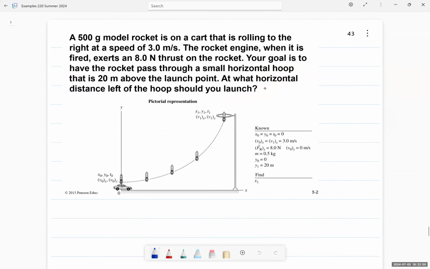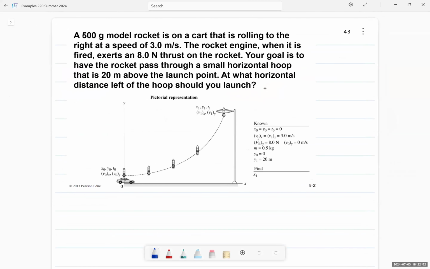All right, so let's look at this example here. You have a 500-gram model rocket on a cart, rolling to the right at a speed of 3 meters per second. The rocket engine, when fired, exerts an 8 newton thrust on the rocket. Your goal is to have the rocket pass through a small horizontal hoop that is 20 meters above the launch point. At what horizontal distance left of the hoop should you launch?